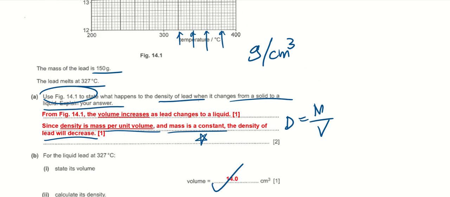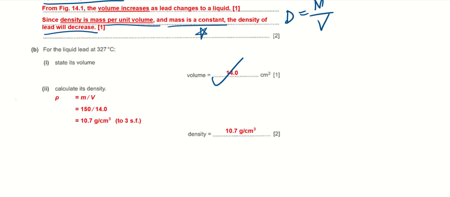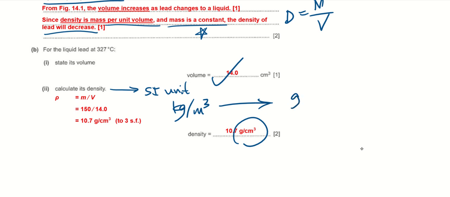Calculate the density, the mass is 150 gram. So we just leave it in gram per cm cube because they never ask us to calculate density and leave your answer in SI unit. If it's in SI unit, then it is kg per meter cube. Okay, by the way, kg per meter cube to gram per cm cube, you divide by 1000. Okay, so gram per cm cube to kg per meter cube, you times 1000.